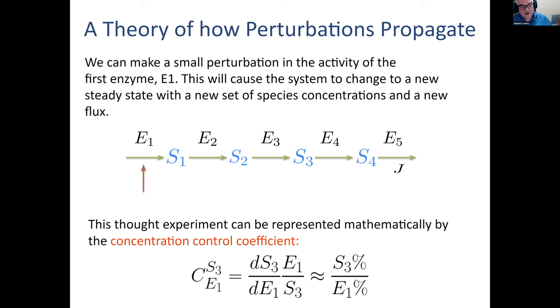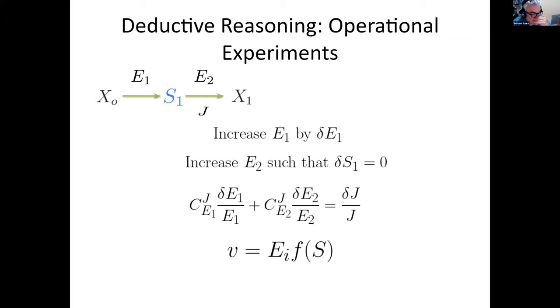And I'm just going to show you one example, but I should let you know that MCA is full of these logical constructs, and they're used to pull out certain new results about the system. So let me just show you this one, because this is probably one of the most famous ones. I've got a two-step pathway here, E1, E2, two boundary conditions, X0, X1. Let's say it's a steady state. It has a single floating species in the middle.